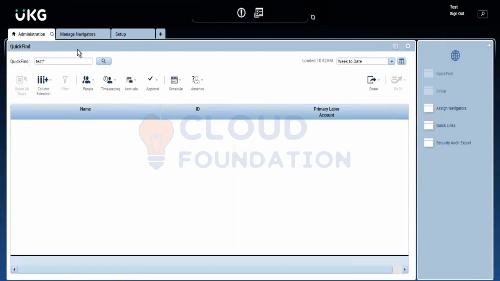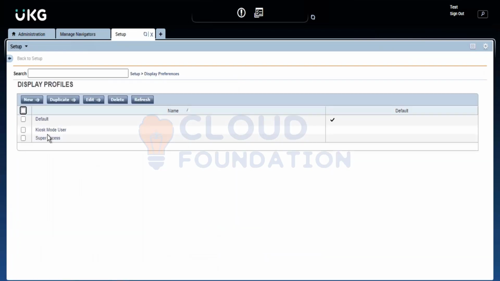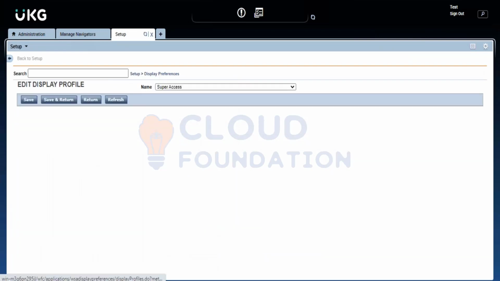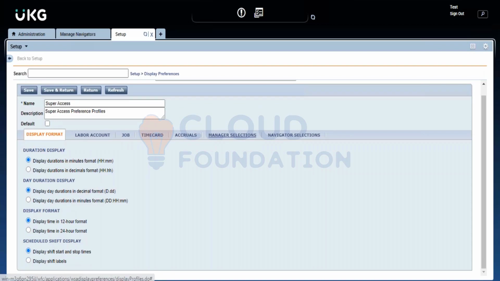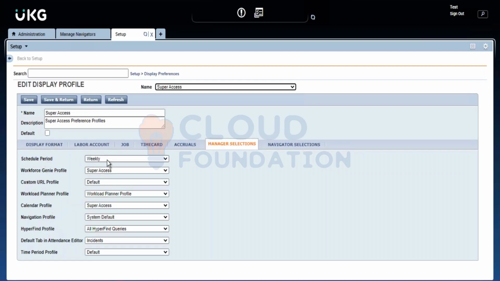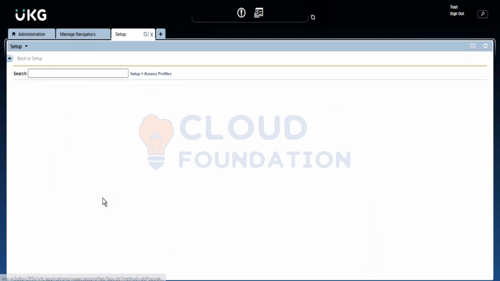So that is all part of the navigation. But what you see or have access to depends on your display profile. This is your display profile. I have a super access display profile. I'm going to go here and select the manager selection. It will show what my Genie access, my navigator profile access and my HyperFind access should be. What you see is controlled in the display access profile, but what access you have, like read or write or what you can do, is set in the function access profile.